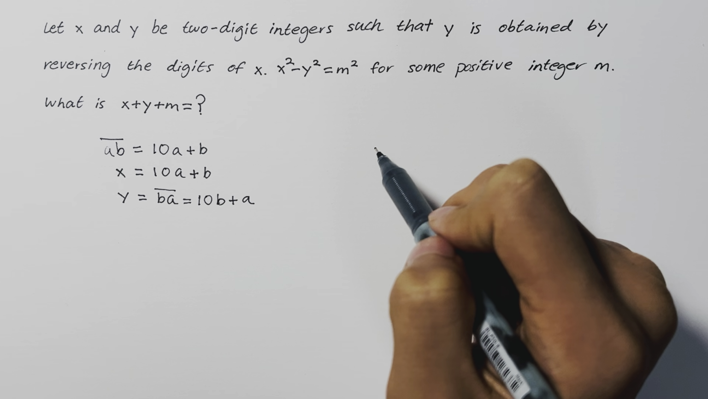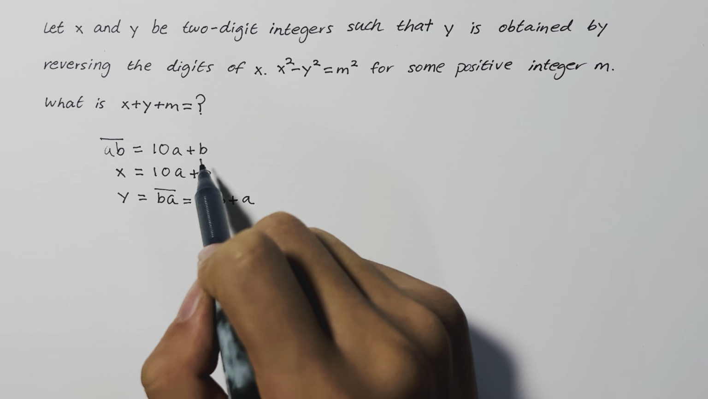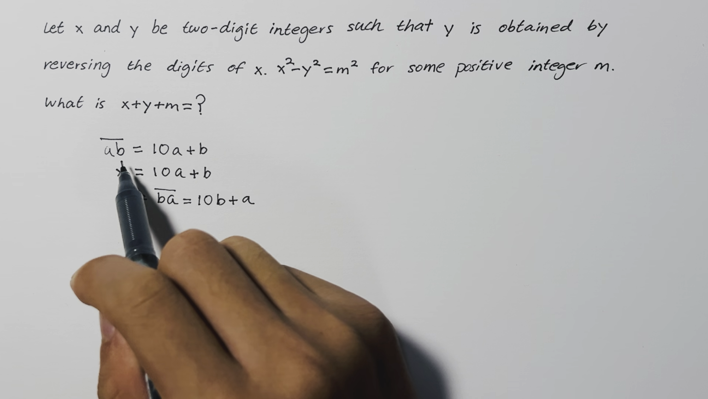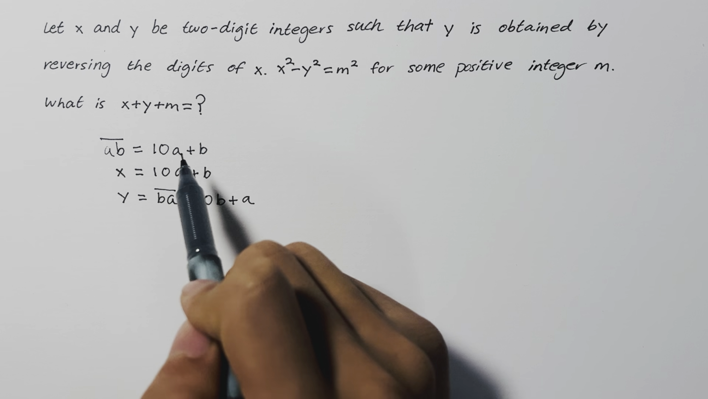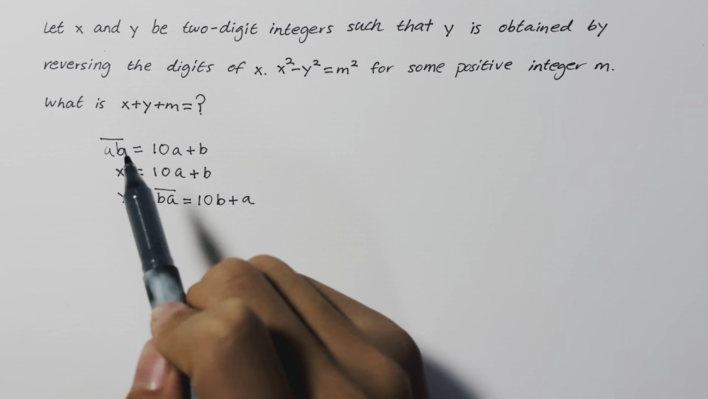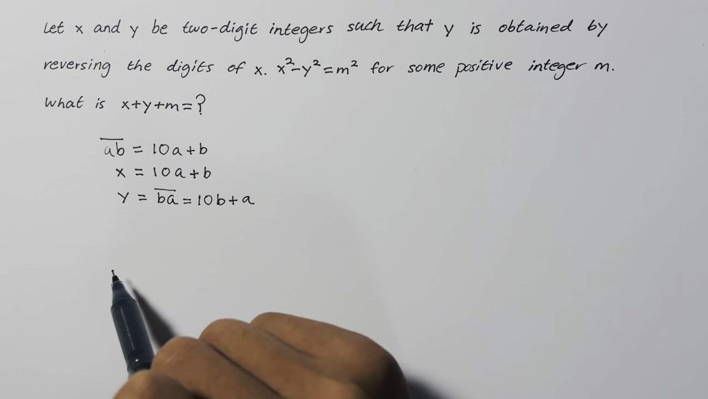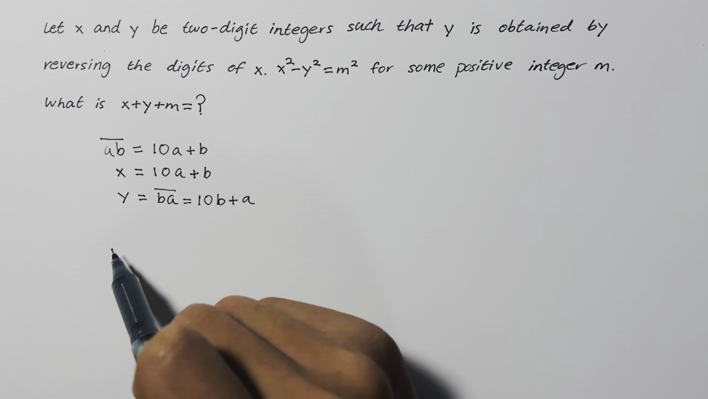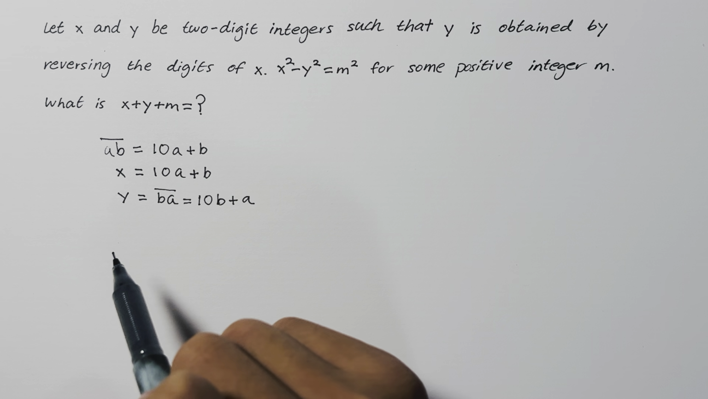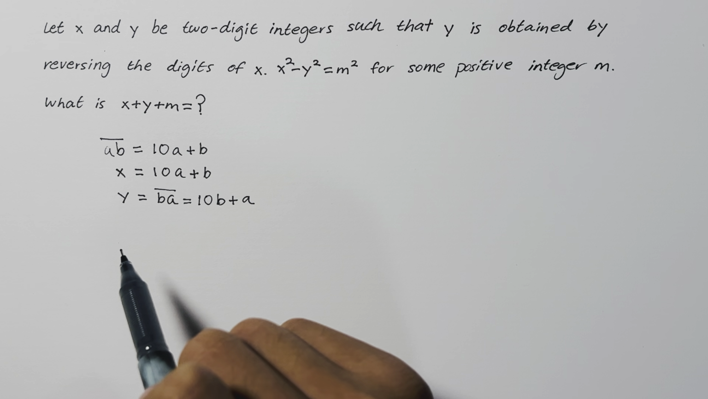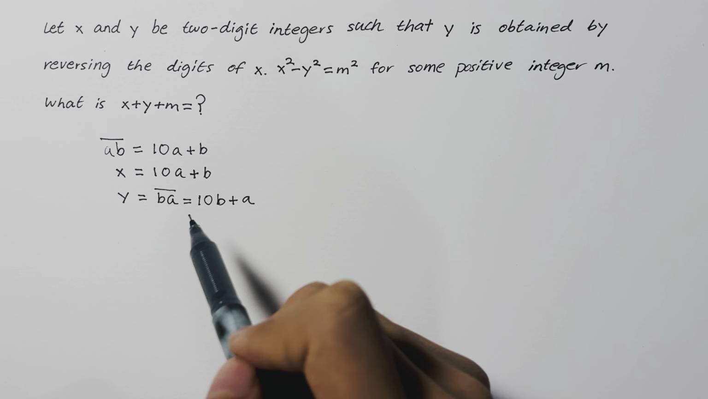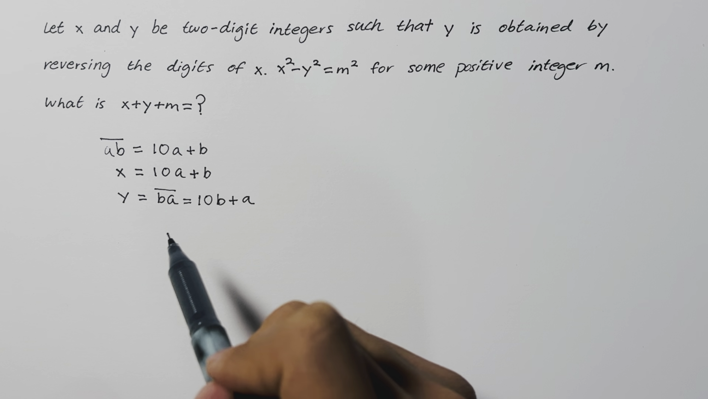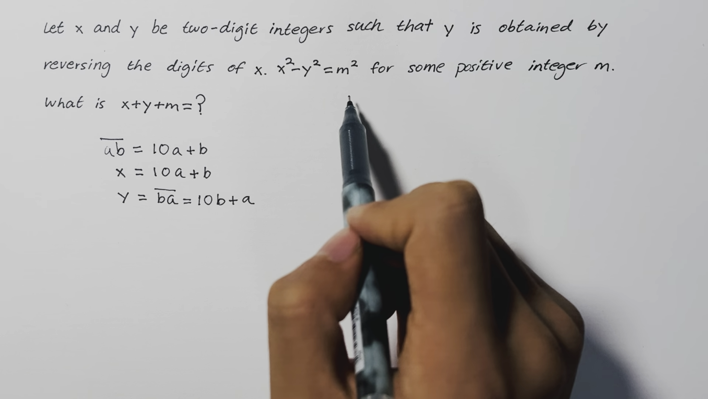Now, if you don't get why AB is equal to 10A plus B, we'll realize that B here is the ones digit, so essentially B times 1. And then A here is the tens digit, so it's going to be A times 10. This is in base 10. So A must be between 1 and 9, and B must be between 0 and 9. B cannot be 0, otherwise y would not be a two-digit number, so B is also between 1 and 9 here. And now we substitute these representations into the given equation x squared minus y squared equals m squared.